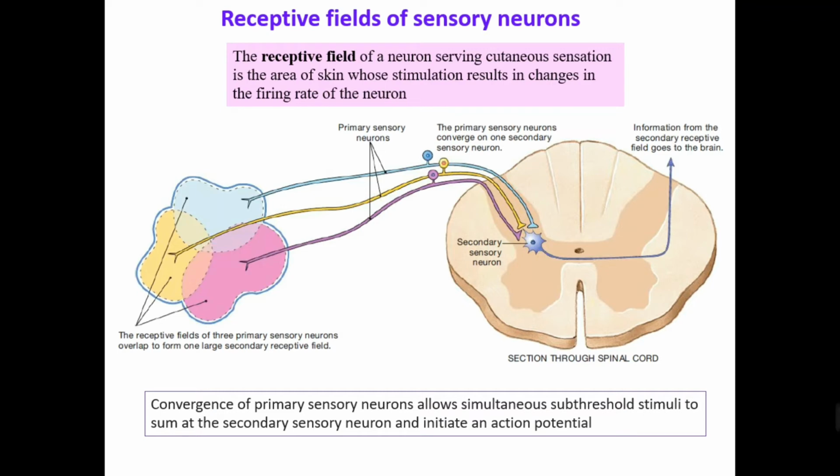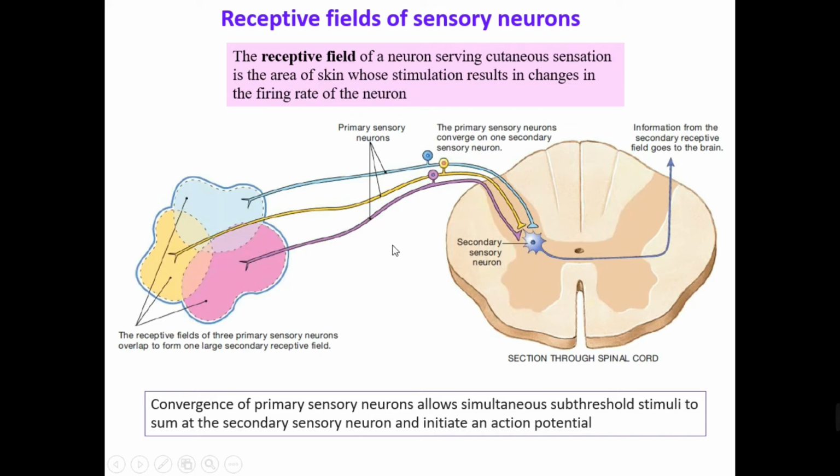It means the area in which changes of the stimulation will result in a change of the action potential in the neuron which is going to the brain. For example, in here we have the secondary receptor field. What does it mean? It means that this big area is a secondary receptor field, and these small areas are the primary receptor fields for each primary neuron. For example, this is a primary sensory neuron, this is a primary sensory neuron, and this is a primary sensory neuron, and each one has its own receptor field. And this big sensory neuron has its own receptor field, which is this big part, the secondary receptor field.